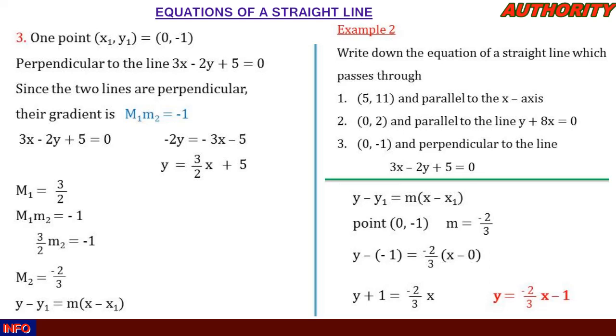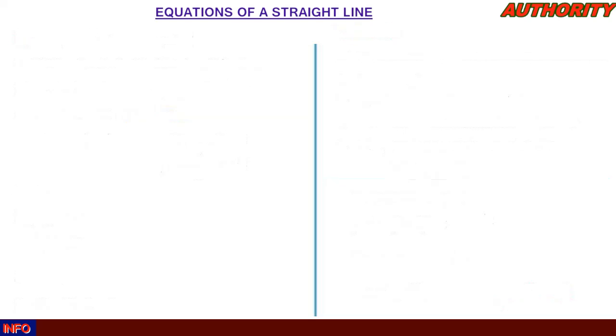So the equation of the straight line which passes through the point 0, minus 1, and is perpendicular to the line 3x minus 2y plus 5 equal to 0, is y is equal to minus 2 all over 3 x minus 1. All right, yes, now let's go. Let's take another special form of equation of a straight line. Another special form of equation of a straight line is the 2-point form.